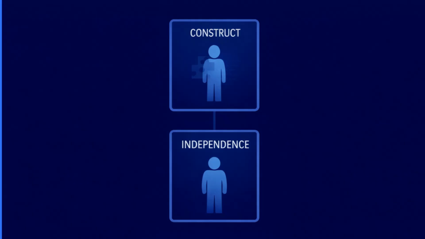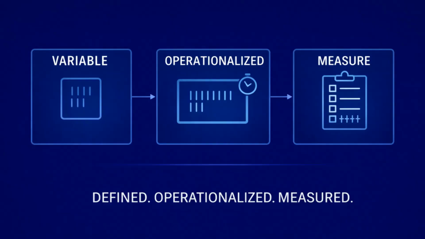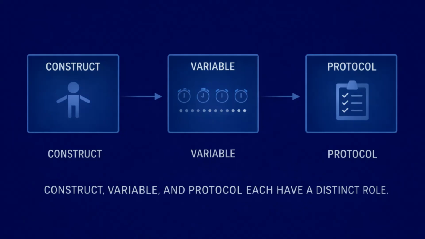Suppose the construct is independence for learners with autism and dyslexia. One variable is frequency of prompts. That variable is operationalized as the number of adult-initiated prompts provided during a defined academic task. The measure is a structured observation protocol used during task completion, with prompts tallied in real time. The construct is independence. The variable is frequency of prompts. The protocol is the measure. Each piece has a distinct role.